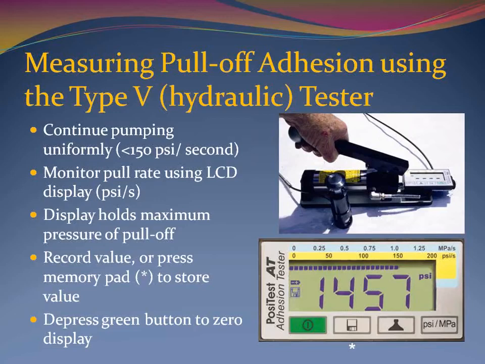from the coating. The display contains a pull rate monitor bar directly above the pressure reading. The display will hold the maximum pressure reading for you until you clear it. Either record the value or press the memory pad on the control panel to store the value. Press the green on-off button to zero the display.